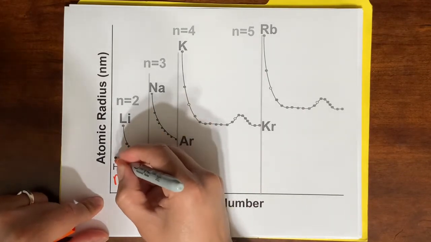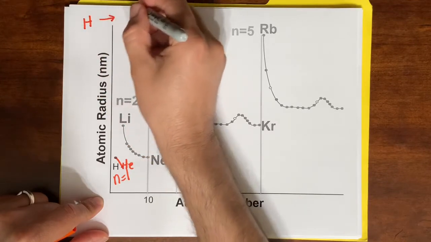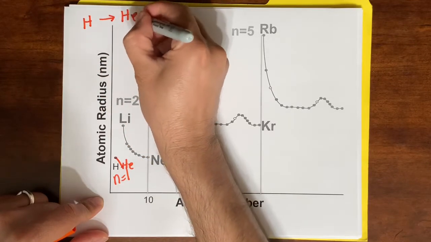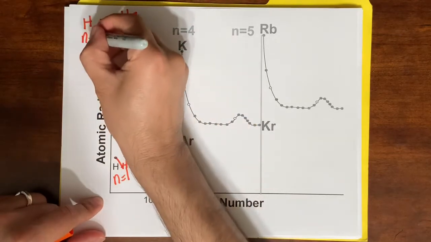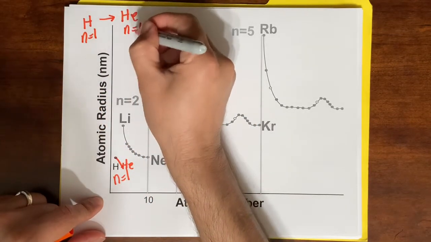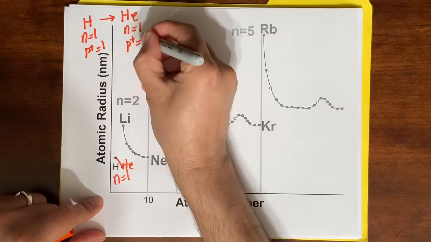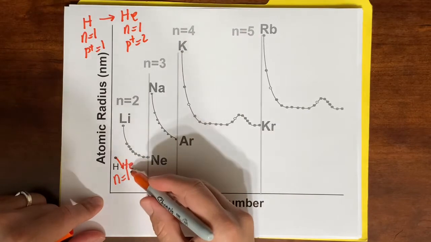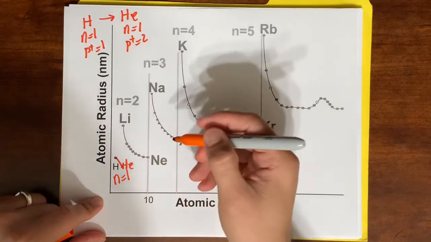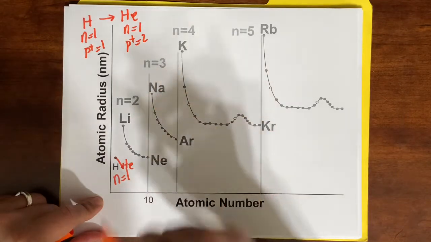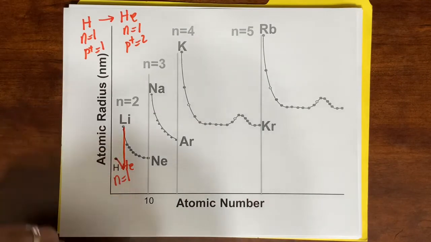From hydrogen to helium, from the left side of the periodic table we are moving to the right side. N equal 1, n equal 1, number of protons 1, protons equal to 2. So helium will be smaller. After helium, the next element is going to be lithium. But lithium has one layer more. So size will be bigger. You will see a jump.